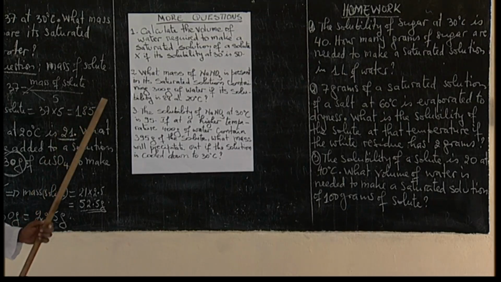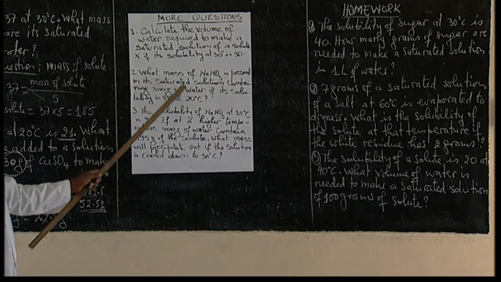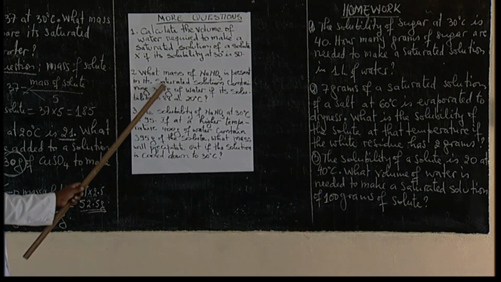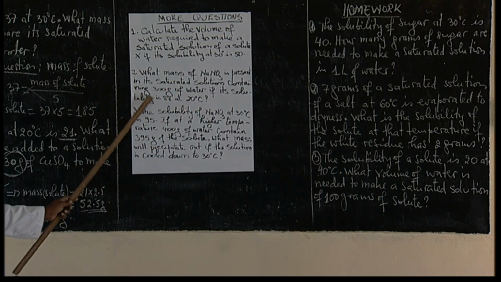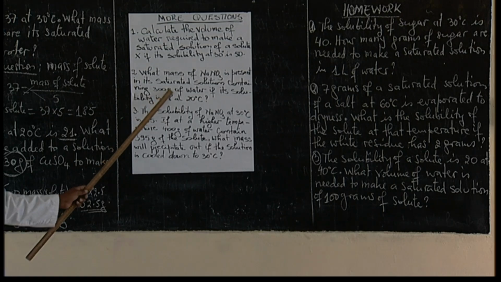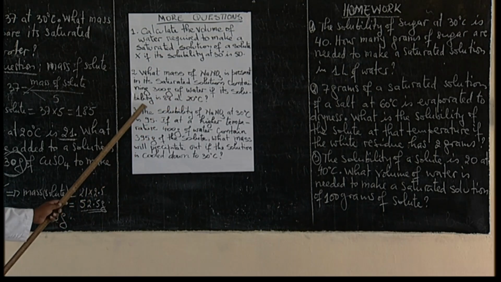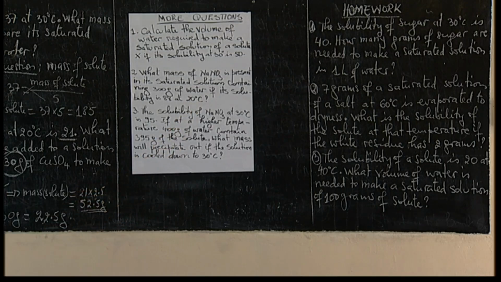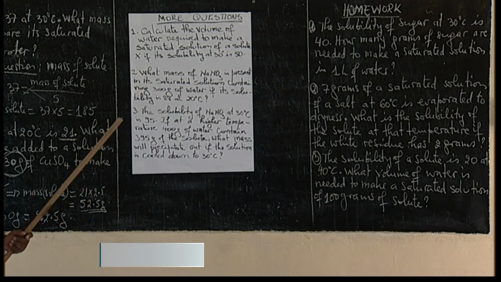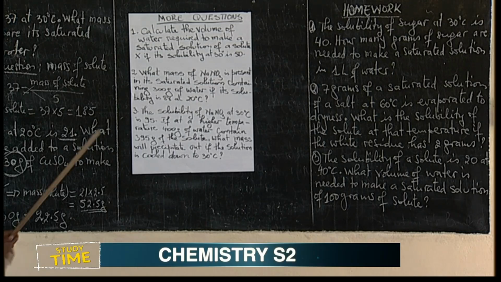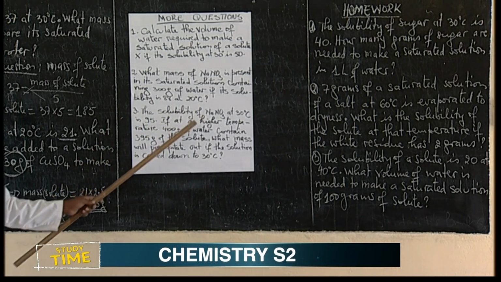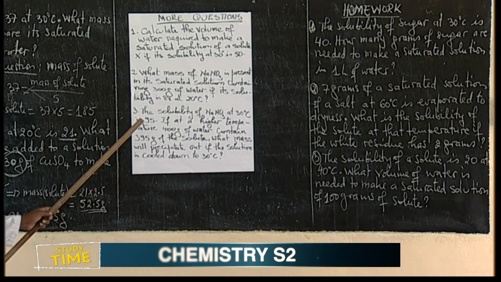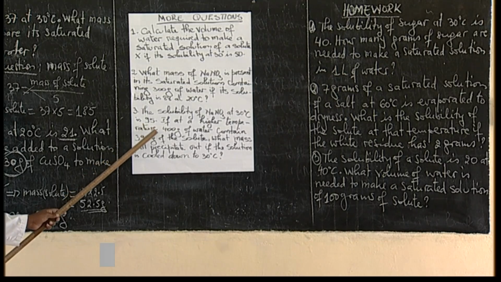Remember the density. Question 2: what mass of sodium nitrate is present in its saturated solution containing 300 grams of water if its solubility is 8 at 20 degrees? Very simple. You can find the mass. That is the mass of solute. Question 3: the solubility of sodium nitrate at 30 degrees is 95.